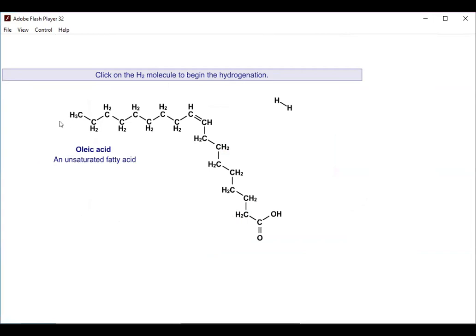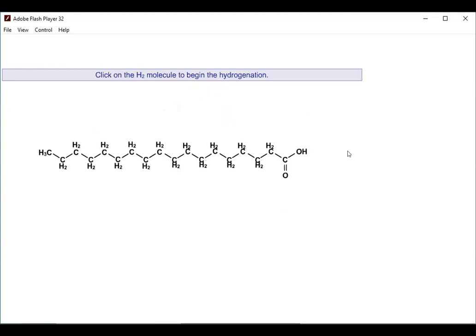So here you have a monounsaturated fatty acid. This is called oleic acid. It's in olive oil. So that's why olive oil can flow. It's a liquid at room temperature because it has that bent shape. And so in hydrogenation, it takes some of the molecules, not all of them, but some of them, and adds hydrogen across the double bond. See what happens here.